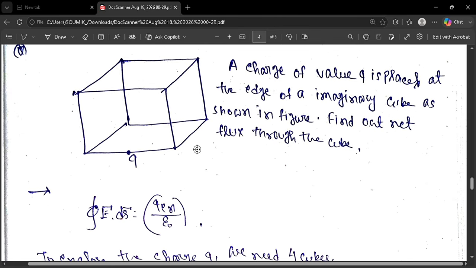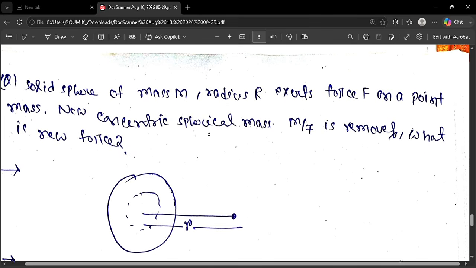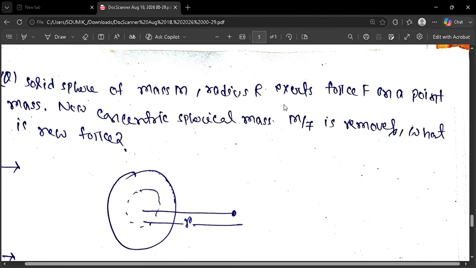Then another question: a solid sphere of mass capital M and radius r exerts a force F on a point mass. This is the point mass. Now a concentric spherical mass M by 7 is removed, and they ask what is the new force. We can use gravitational force here. I think this is a very easy question.